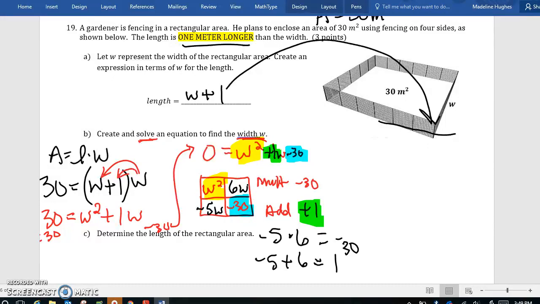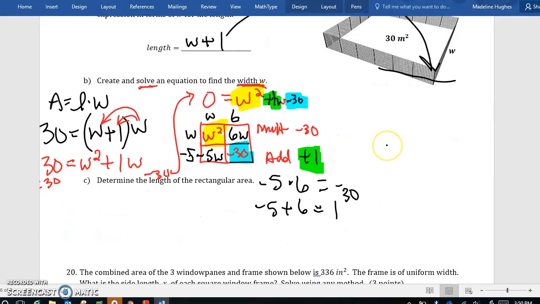And now we fill out the outside. We have W and W. 6W, we have the W here, we need the 6 out here. To get the negative 5W, we need the negative 5 out here. So our two factors are W plus 6 and W minus 5. So I'm going to write that right over here. So W plus 6, and then W minus 5 is equal to 0.